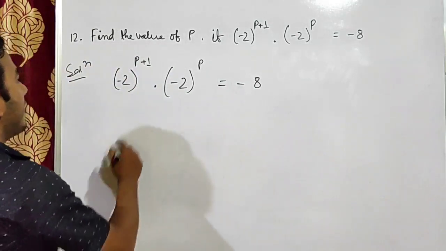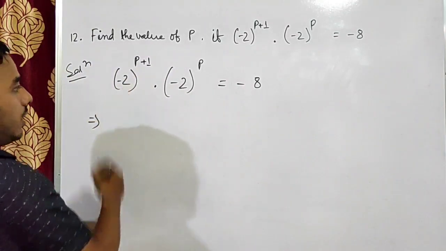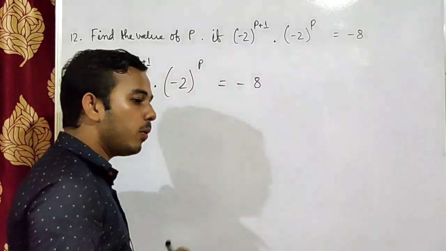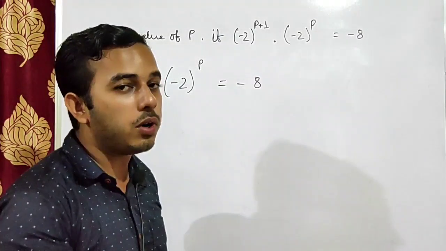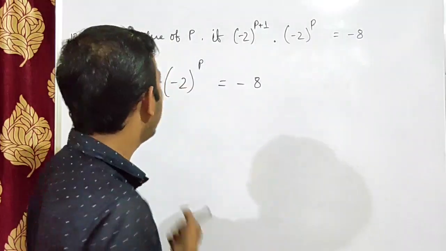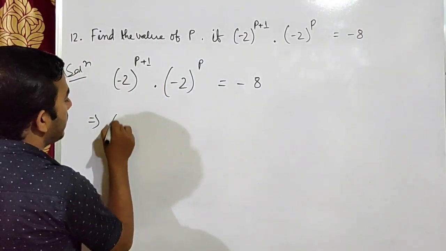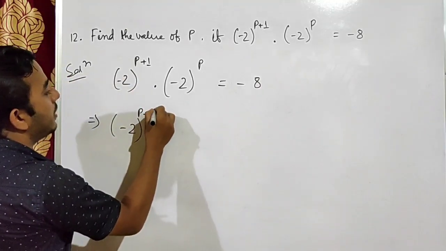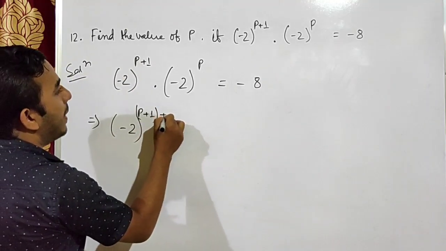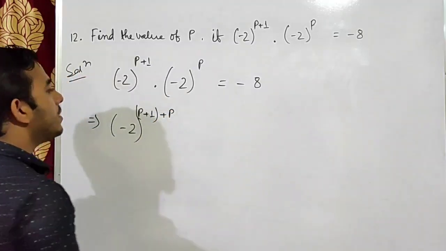Okay, so look, we can use one law. Everyone knows one law, that is a to the power m into a to the power n is what? A to the power m plus n, isn't it? So we'll use that law. Here a is -2, m is p plus 1, then m plus n, so the power becomes p plus 1 plus p.